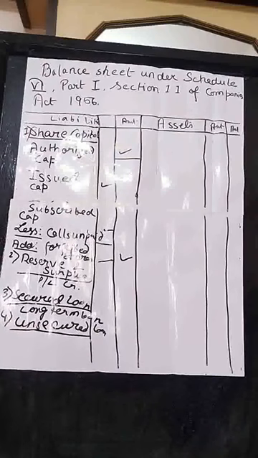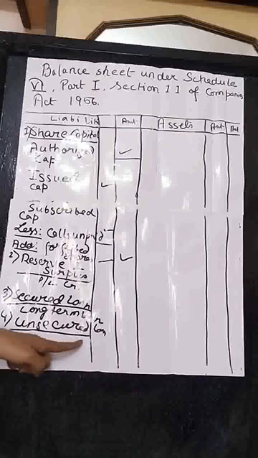Any type of unsecured loan will come. Any type of short-term fixed deposit or any kind of loan from a bank, that will come, or any bank overdraft, that can come under this category, unsecured loan.